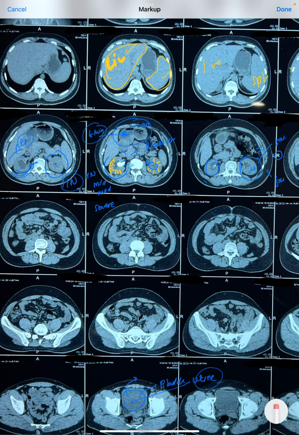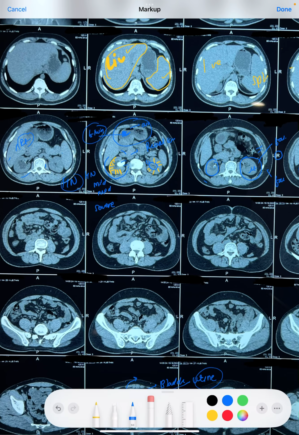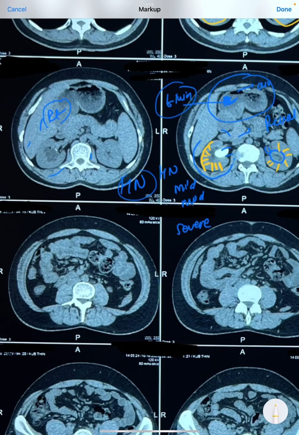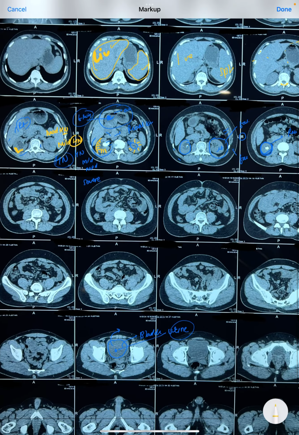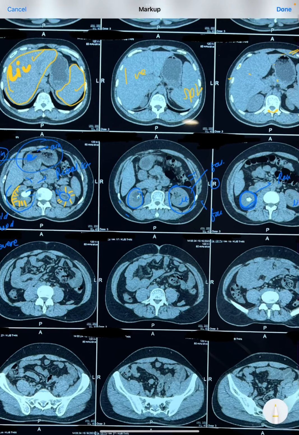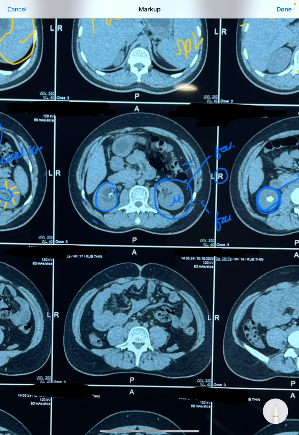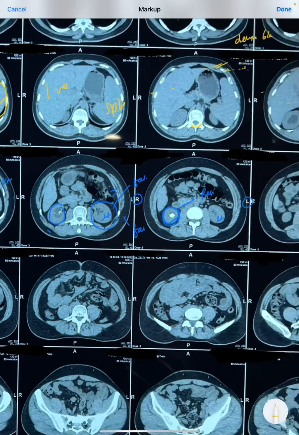To call it moderate, there should be more accumulation of the urine, so that there will be reduction of the renal cortex. But in this case there is not much reduction of the renal cortex, so this is not moderate hydronephrosis as well. So this is a very mild hydronephrosis because of the obstructive calculi present in the upper urinary calyceal system, without much hydronephrosis.